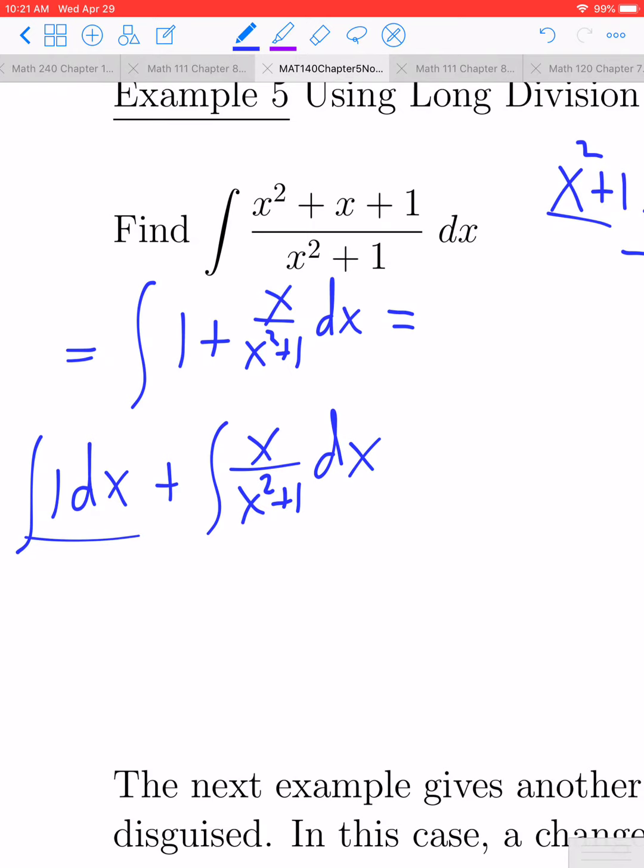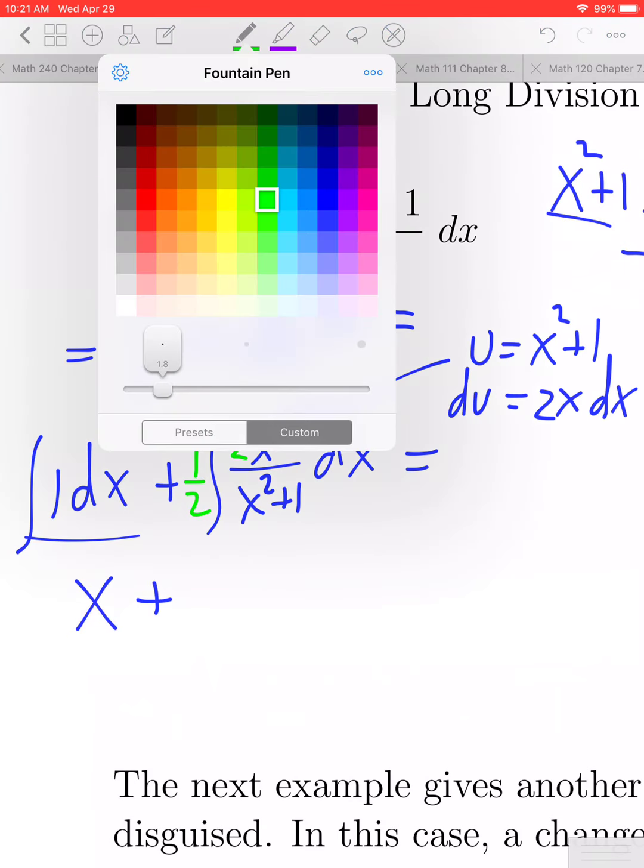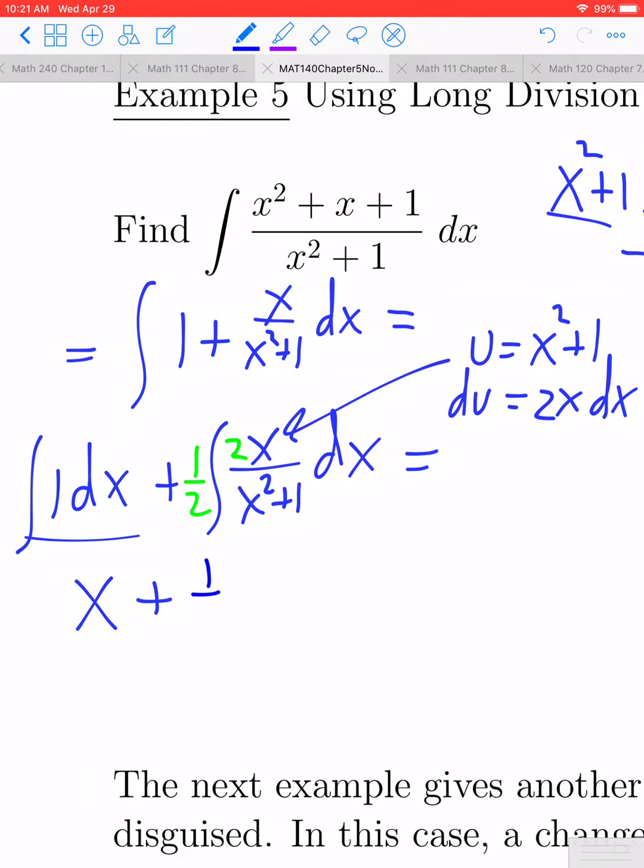For this one here, this is just the integral of a constant. That's going to be the constant times x, so we get x plus, for this one here, we can do a u-substitution. Let u be the denominator, so u is going to be x squared plus 1. du is going to be 2x dx. So we need an extra factor of 2 on the inside. I can multiply by 2 if I put a 1/2 on the outside. So we're going to get 1/2 the antiderivative of 1 over u du.